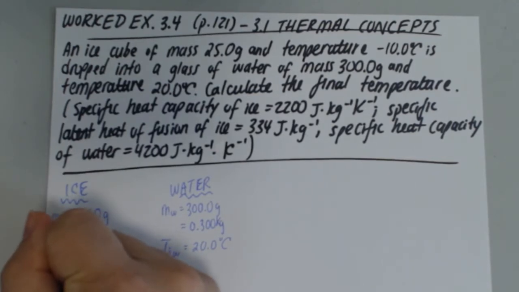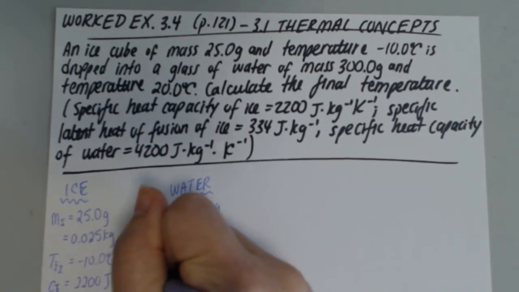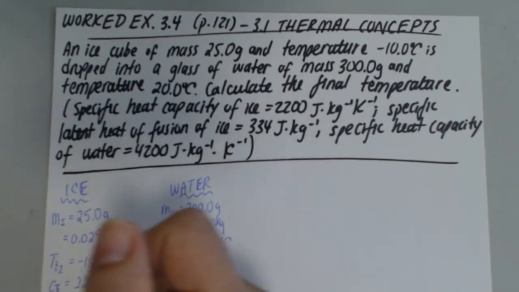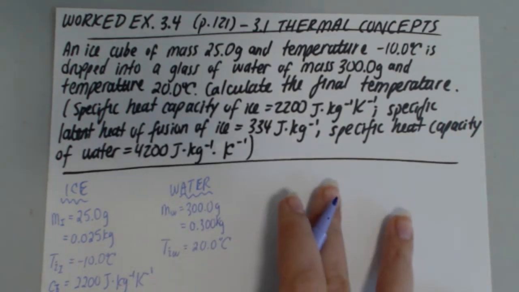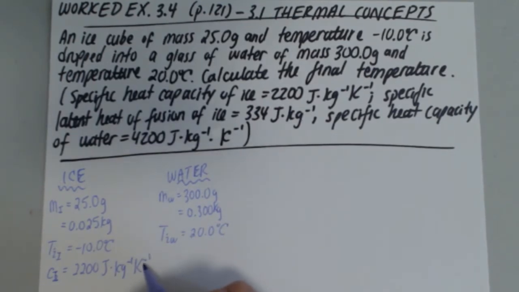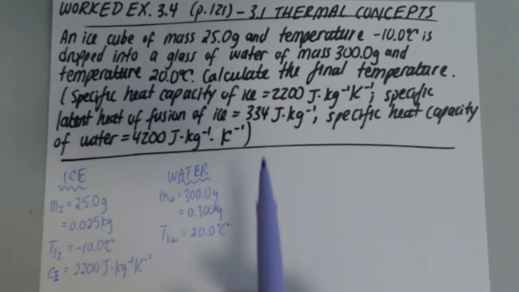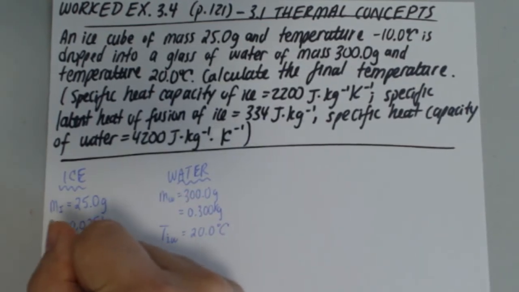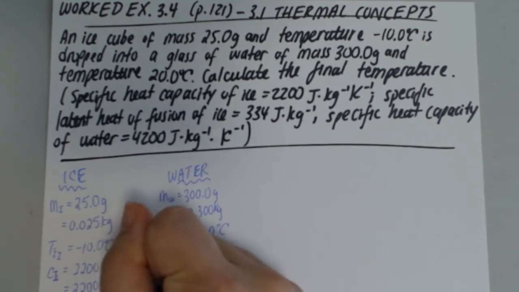Specific heat capacity for the ice is 2200 joules per kilogram per Kelvin. And if you watch the other worked example video, I said that for every increase of 1 Kelvin in temperature, you're increasing the temperature also by 1 degree Celsius. If you decrease by 1 degree Celsius, you're decreasing by 1 Kelvin. So by saying that the specific heat capacity is per Kelvin, that's the same thing as saying it's per degree Celsius. So joules per kilogram per degree Celsius.